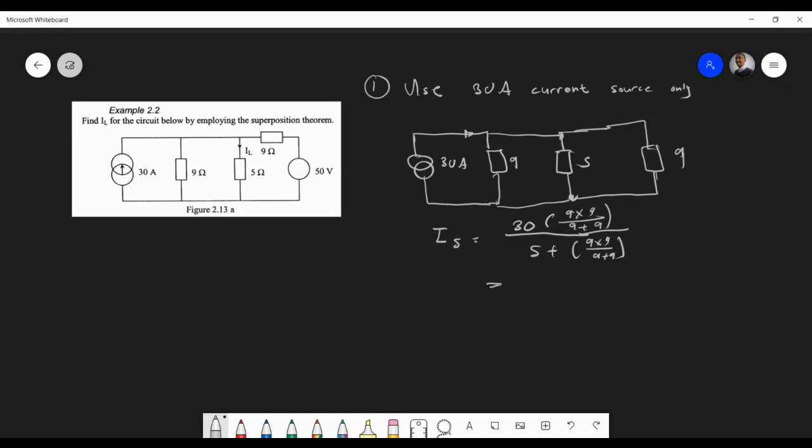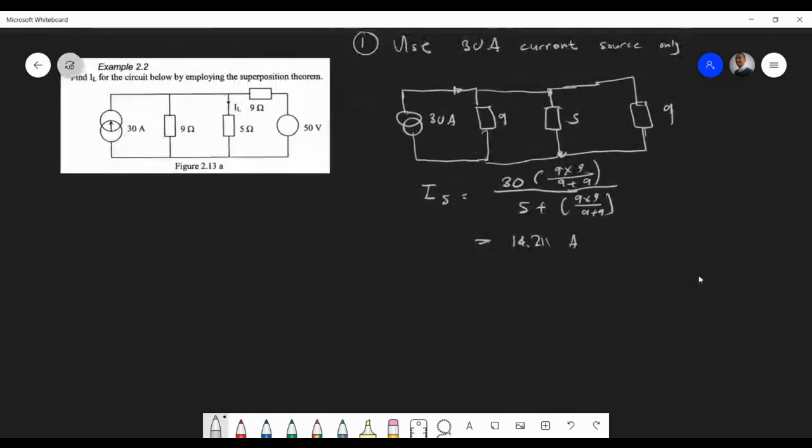Is that correct? What answer do we get there? Okay, so we get 14.211. Is that correct? So now we found the first current over here. Are we happy with that? Okay, fantastic. Now we have to do the same thing, but now we have to remove the current source.